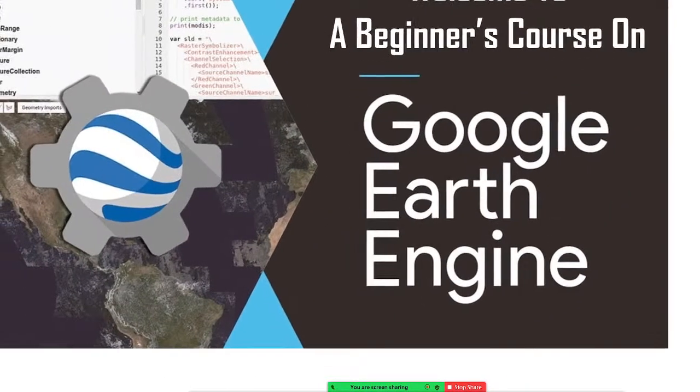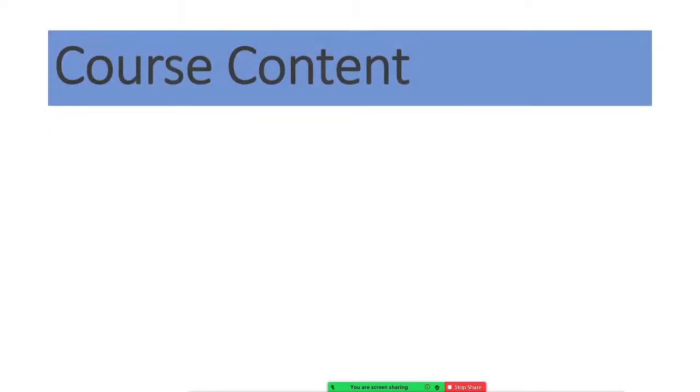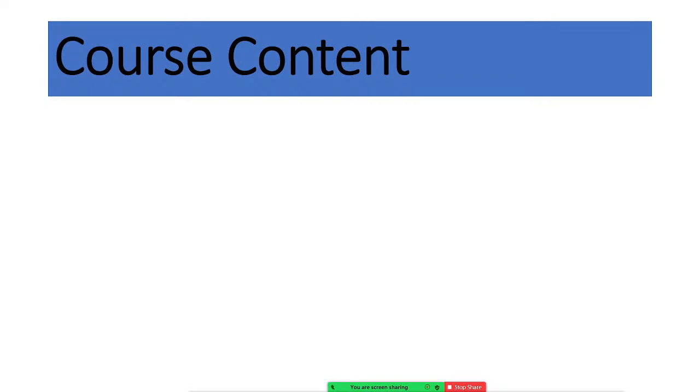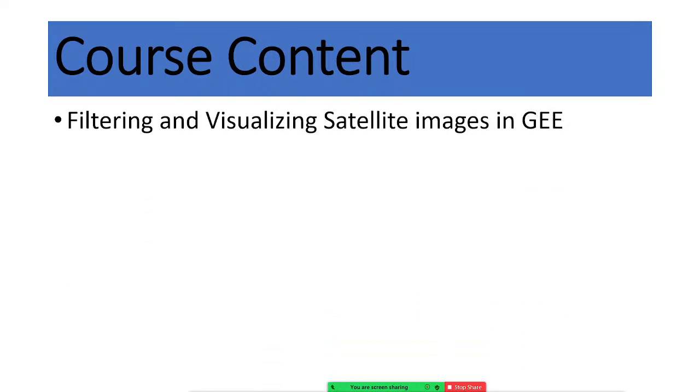Hi and welcome to the second day's training session of the beginners course on Google Earth Engine. I am the course coordinator. Today I will first discuss filtering and visualizing satellite images in the Google Earth Engine platform, mainly Landsat and Sentinel imagery: how you can easily filter your Landsat and Sentinel images for a specific region, a specific time frame, or specific properties. I will discuss a lot of things here.